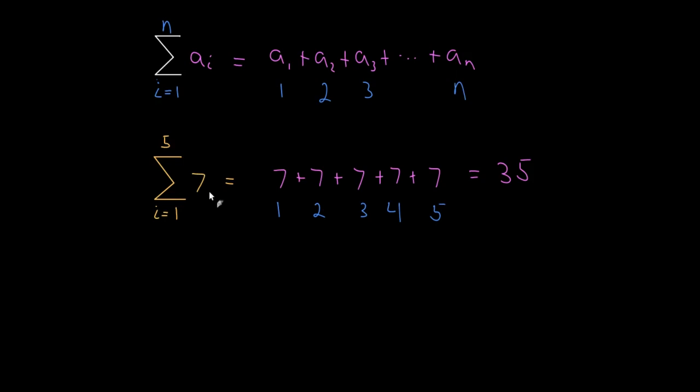Okay, so I hope that you can see here that the index is running from 1 to 5, just like we said, and the a_i term, the actual summation term, is just a constant. So we just add that up 5 times.